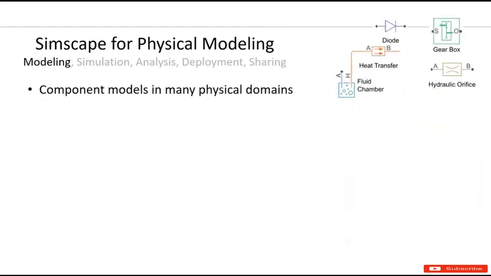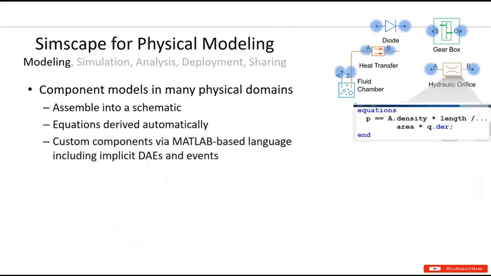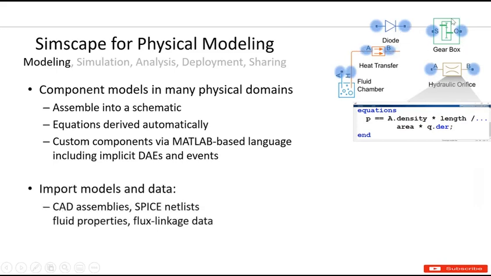Simscape has component models in physical domains, and you don't need to know the equations of these blocks. For example, if you have a system like this, the gearbox, the fillet chamber, all of that, these are already pre-built blocks, so you don't have to know the underlying mathematical equations of your models. You just need to know the physical circuit, or how it is physically connected, and since those blocks are already there, you just have to connect them.